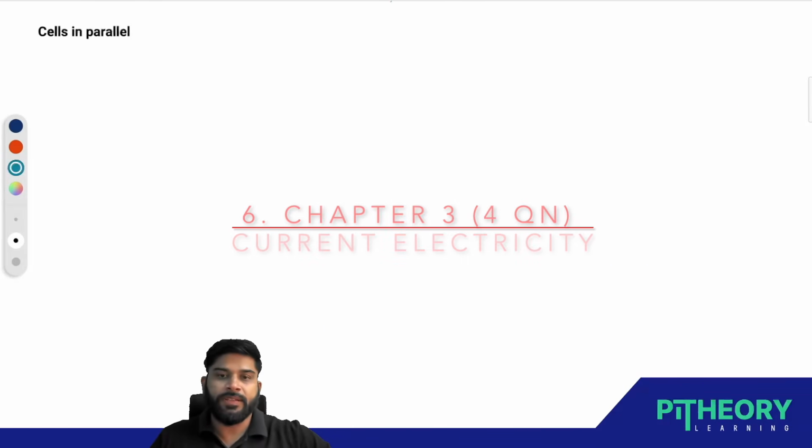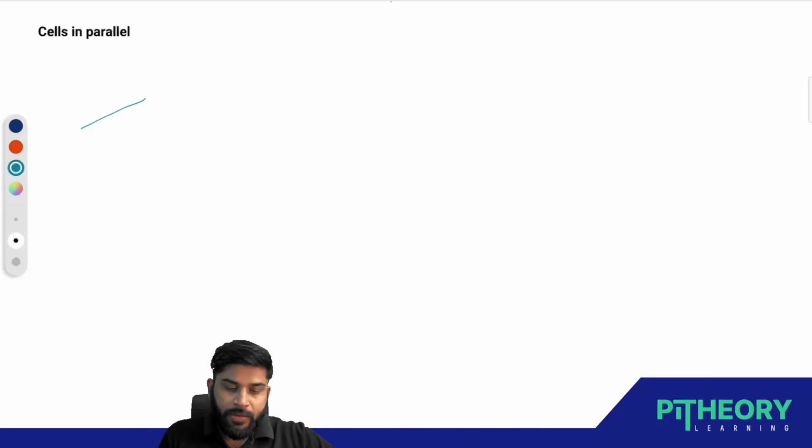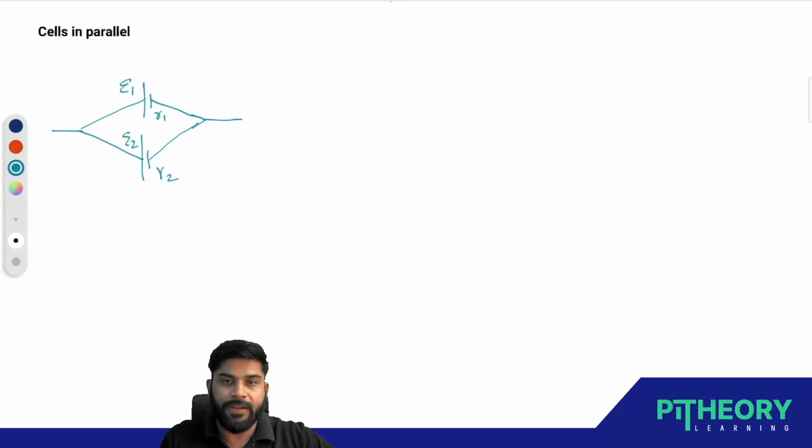The next question, the cells in parallel. Let's do it. Let's consider here two cells, and they are connected in parallel. Let's say the EMFs are epsilon 1 and epsilon 2, and the internal resistances are R1 and R2. Let's say a total current I passes through the complete circuit, of which I1 passes through the top branch and I2 passes through the lower branch.